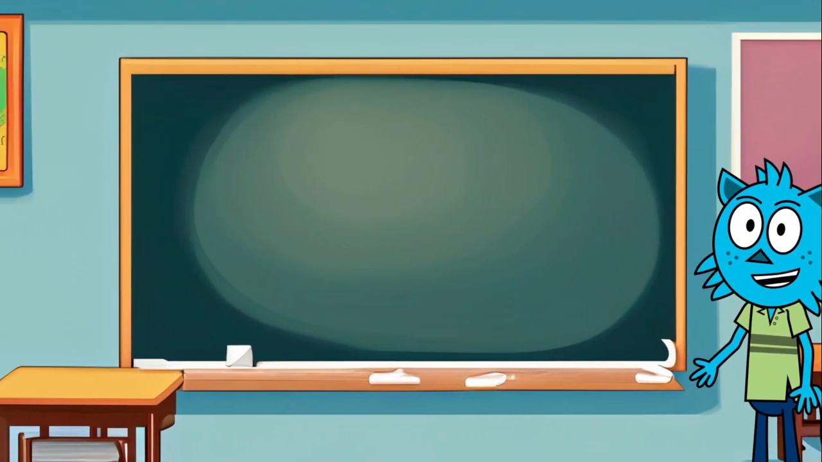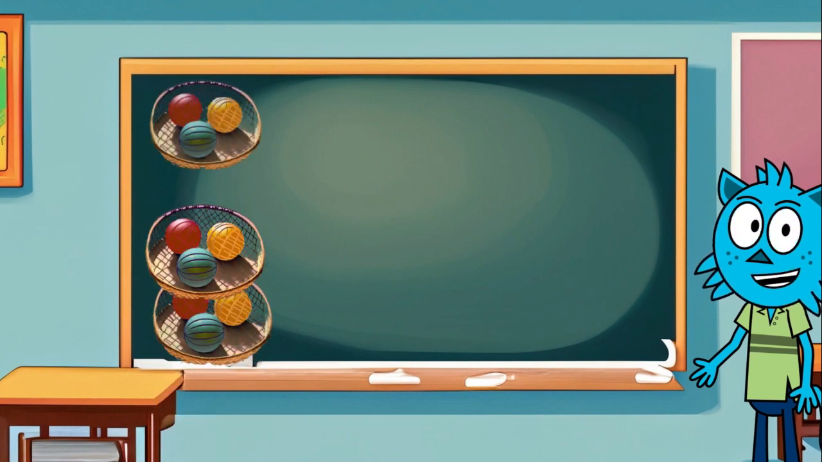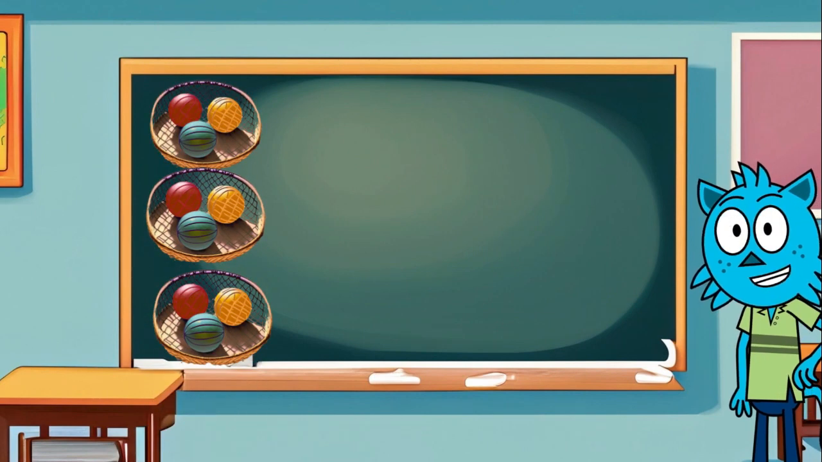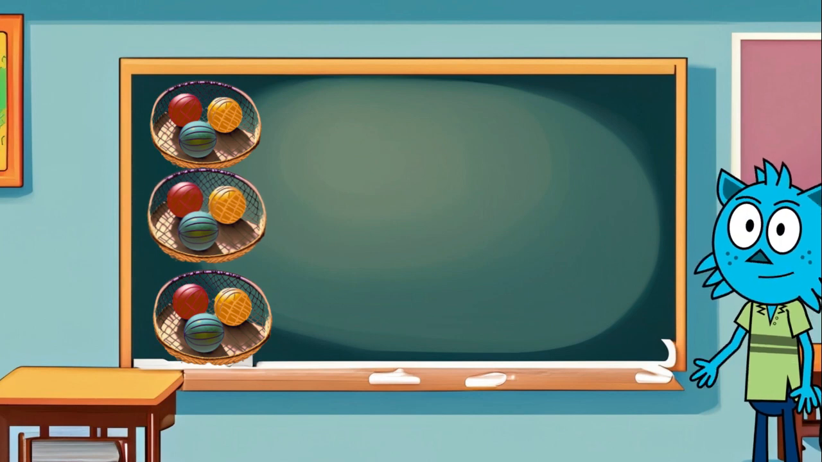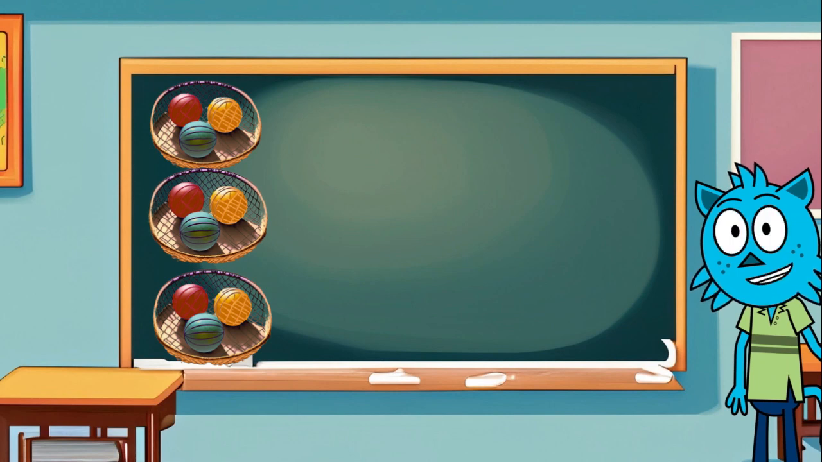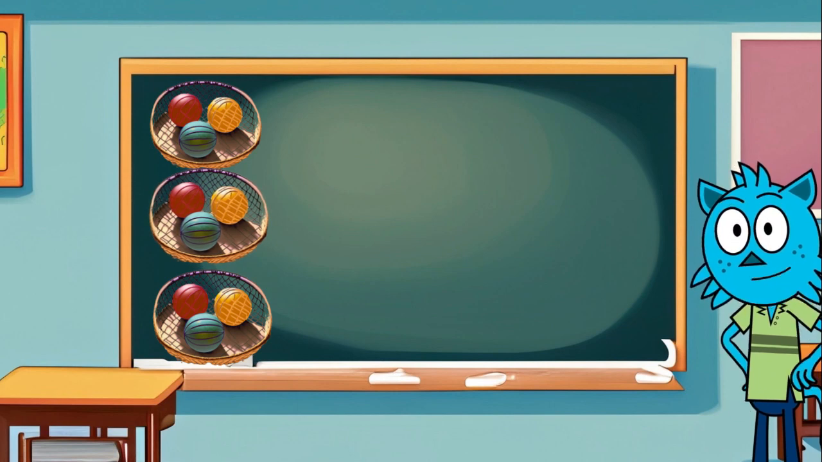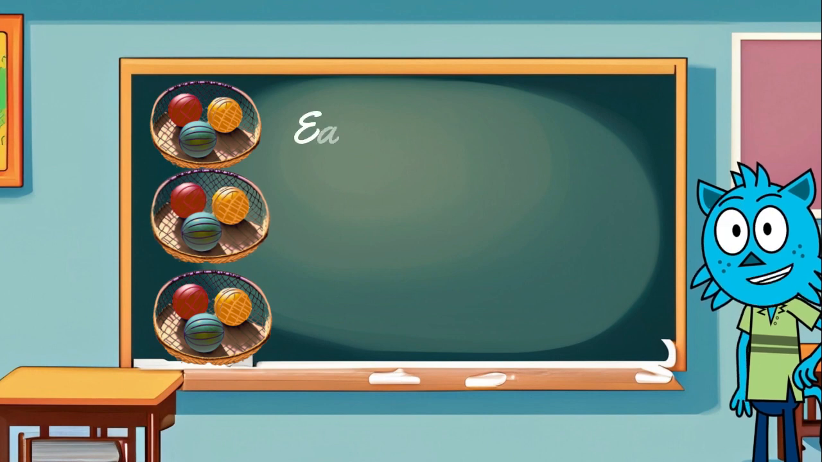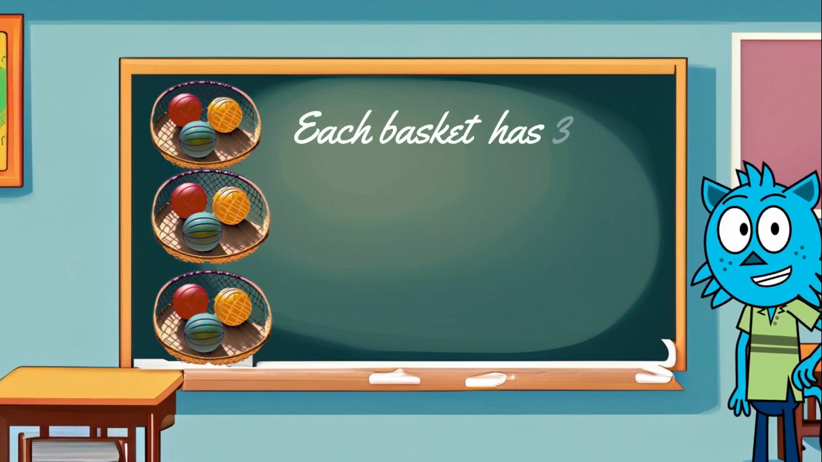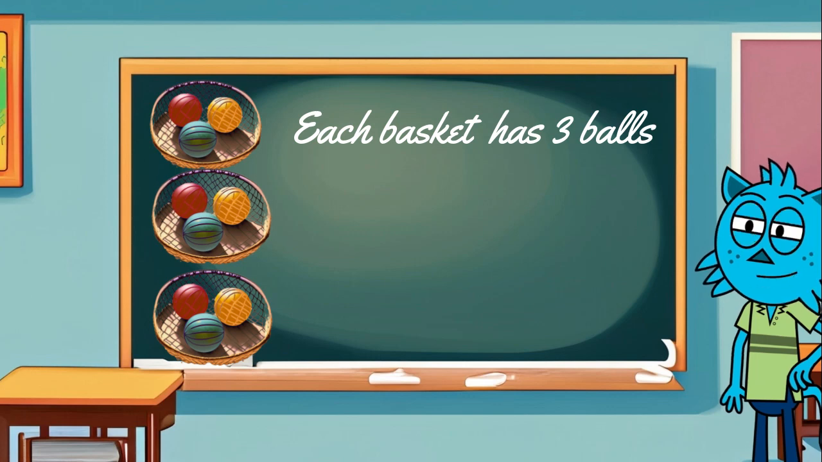Let's pretend we have 3 baskets, and each basket has 3 balls. How many total balls do we have? First, let's count the baskets. 1 basket, 2 baskets, 3 baskets. Now let's look in the first basket and count 1 ball, 2 balls, 3 balls. How many balls are in each basket? 3 balls. So if each of the 3 baskets has 3 balls, to find the total, we can multiply.